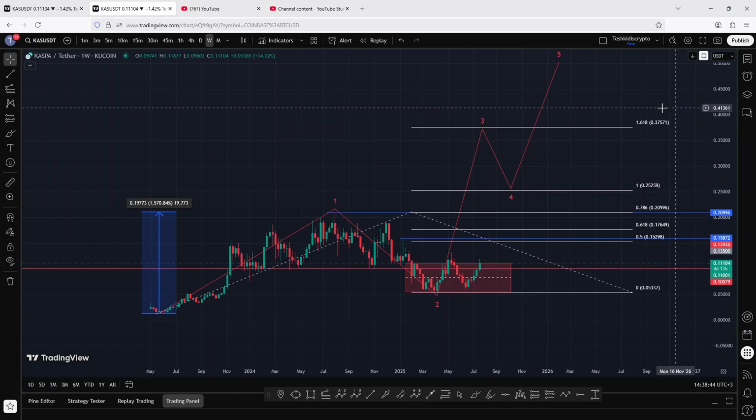And also, the area that you need to pay attention to lies on the fib level 1.618, and that lies above the 0.37571. And if that target area is hit, then Kaspa will be able to put in place a new all-time high. So that is the other case scenario that you also need to have in mind on the weekly chart. And let us be patient and see how that plays out, and I will ensure you stay up to date.